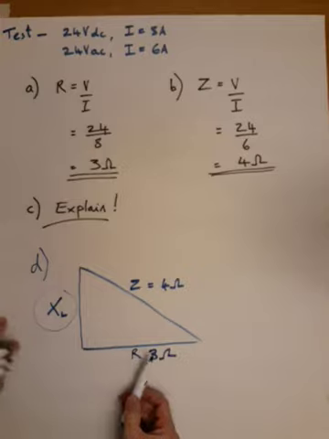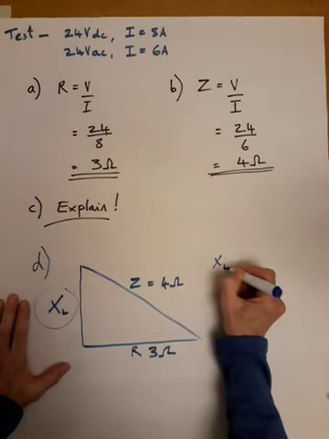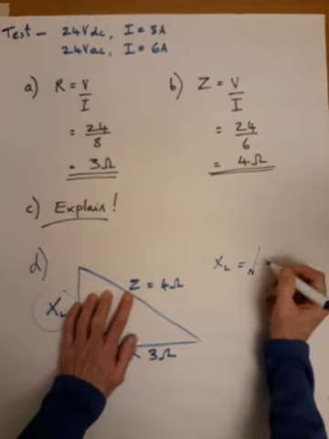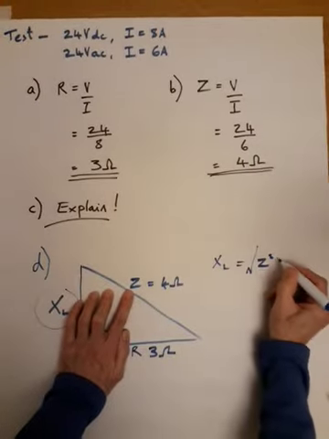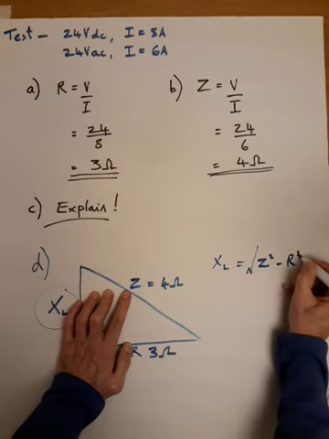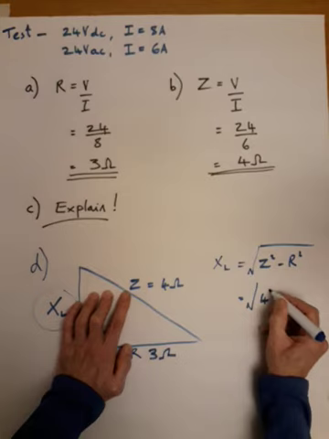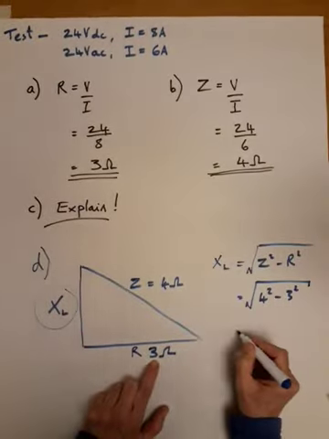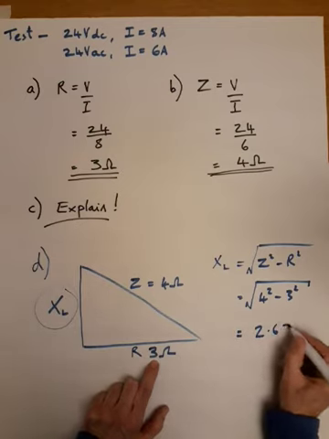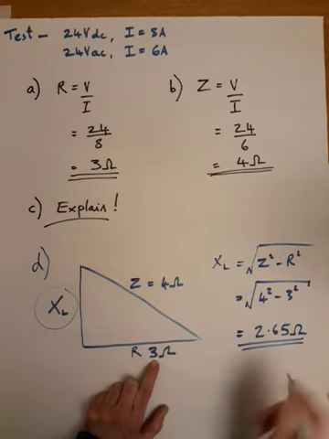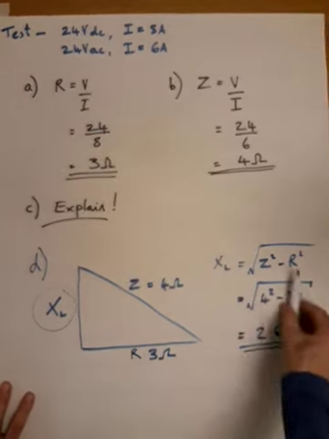So this is what we want. This is Pythagoras. XL, this bit, is the square root of Z squared minus R squared. Put the numbers in: square root of 4 squared minus 3 squared. Put your answer in. That is 2.65 ohms. So at that point, if you're asked to find the reactance, that's the simple way of doing it.